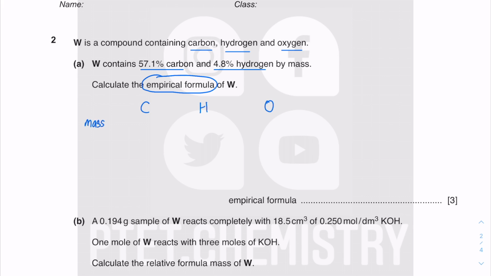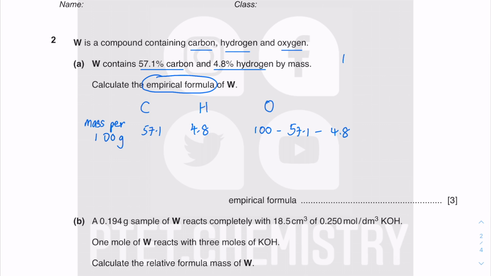So I always label. They give us percentage by mass, so I label mass per 100 gram. So it's 57.1 gram, it's 4.8 gram. Out of 100 gram, the percentage by mass of oxygen is going to be the difference, 100 minus 57.1 minus 4.8. It's like you had 3 slices of cake, one of which is this much, one of which is this much. The remaining slice would have this much amount by taking the difference.